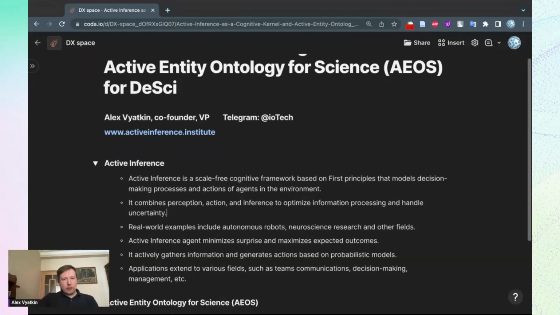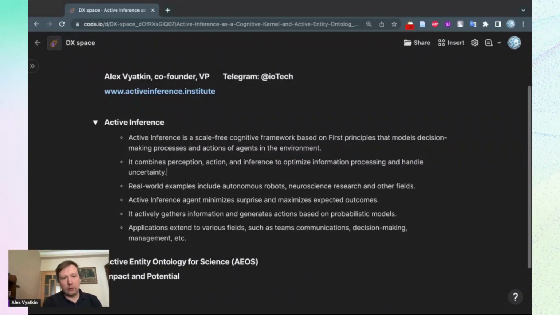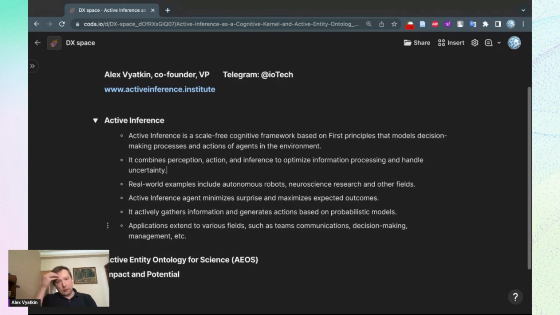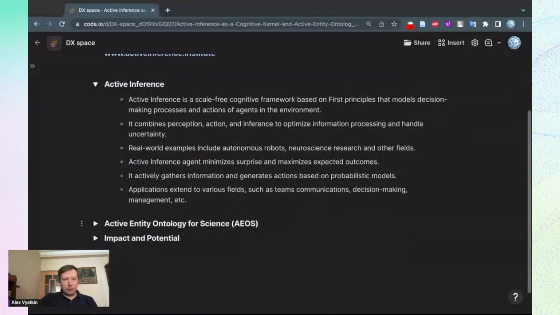In relation to different kinds of agents, it can be applied, which was mentioned, for robotics, for artificial intelligence, but also a lot of other fields and domains like neuroscience. And now we see real world examples of application of the framework. An Active Inference agent acts to minimize its surprise in an informational sense and maximize expected outcomes on different timescales, having its generative model in place and updating it or updating the environment. This process is always based on gathering information and, based on it, generating actions based on those generative probabilistic models.